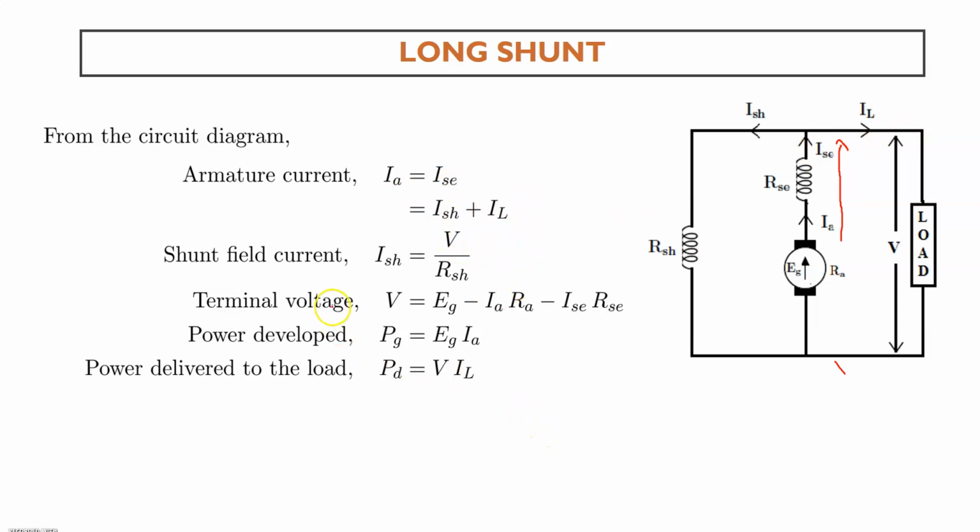Next, we know that the shunt field winding is connected in parallel with the load. This point and this point are common to both the winding and the load. So the voltage across the load will be equal to that across the shunt field winding. So the shunt field current Ish is equal to V by Rsh. The terminal voltage V is equal to Eg minus the voltage drop across the armature resistance IaRa minus the voltage drop across the series field winding Isc Rsc.